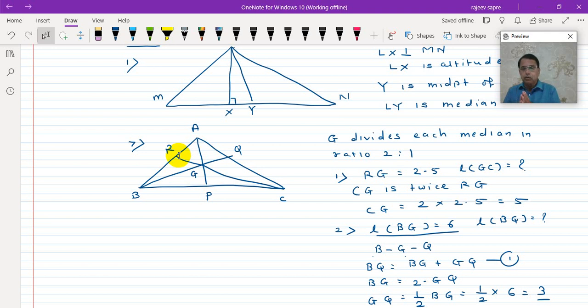मग आपण काय शिकलो मेडियन्समध्ये, median is a line segment joining the vertex and midpoint of opposite side. That is first thing. Secondly, medians are also concurrent and the point of concurrence is called centroid, and centroid divides the median in the ratio 2:1. Okay, so this is what is expected from you in this chapter.